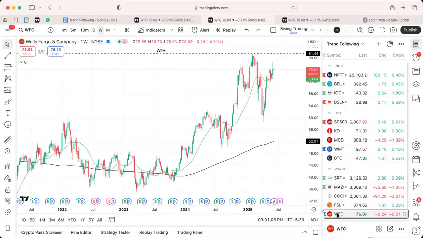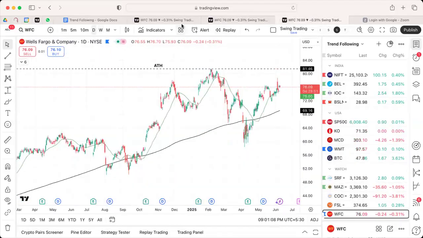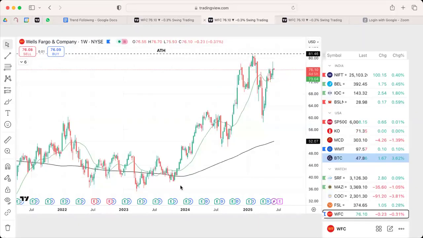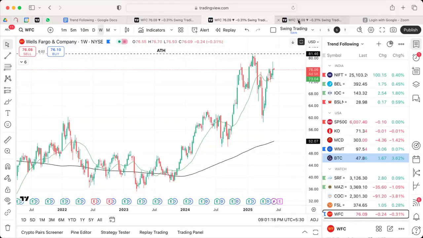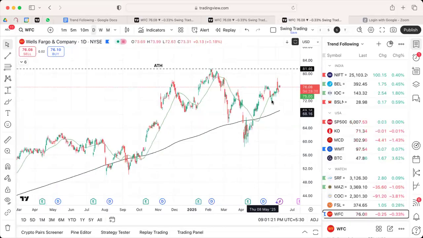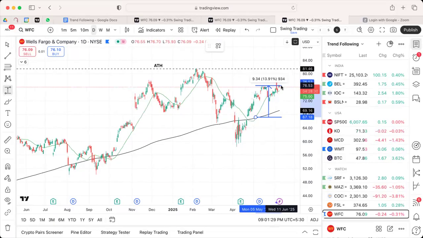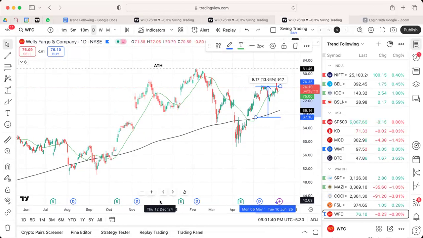Okay, so we're looking at Wells Fargo, and we'll start with the monthly chart. And you'll notice that the 20 is above the 200. And the weekly chart, the 20 is above the 200. And then finally, the daily chart, the 20 is above the 200. Okay, now let's look at the most recent move when the 20 went above the 200. All right, that's 13% from May till June. That's about in 1 month, 13%.